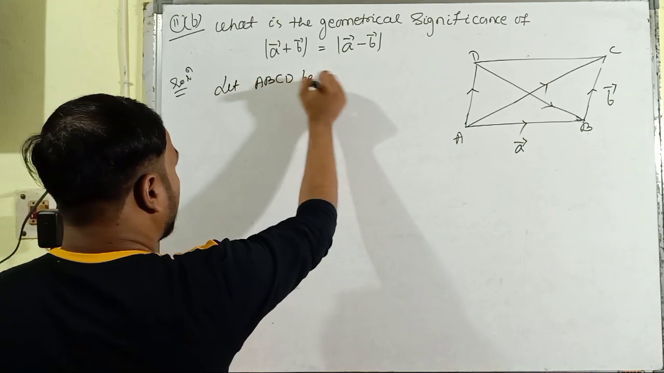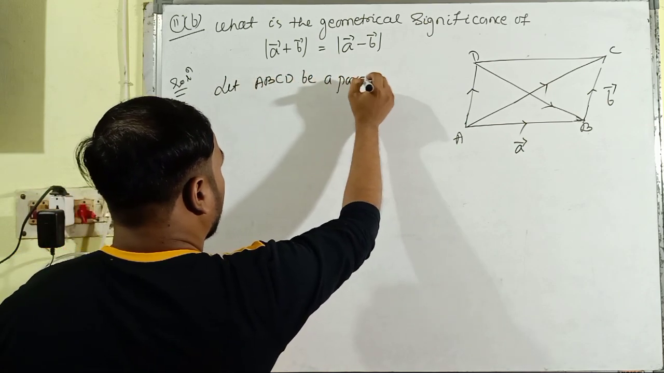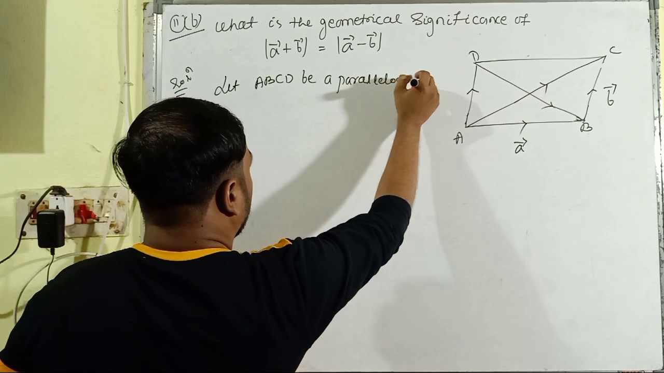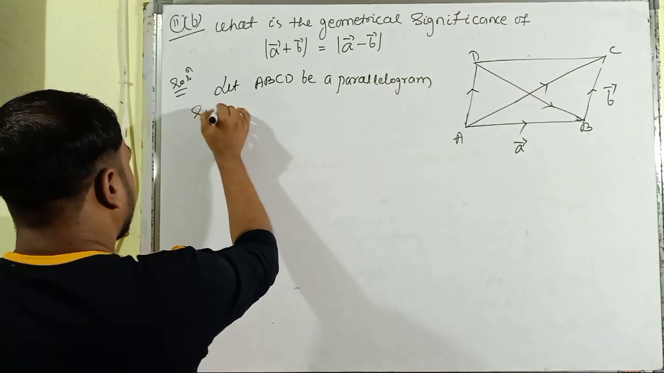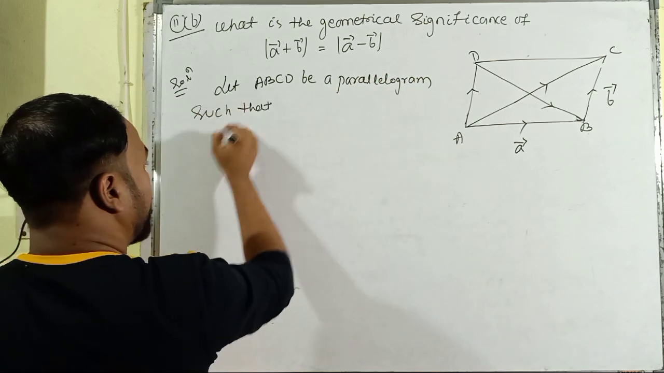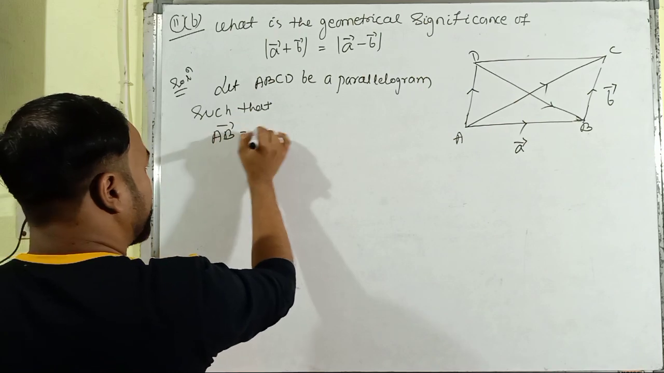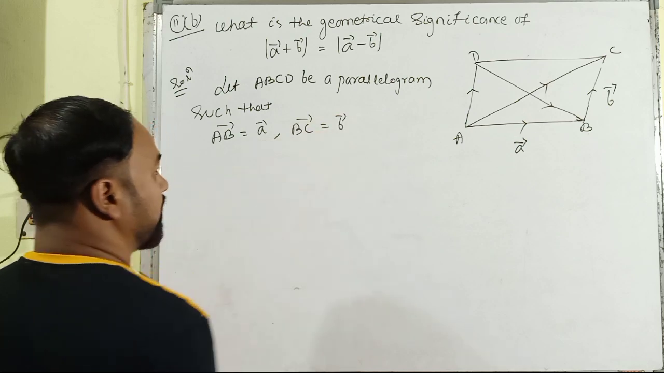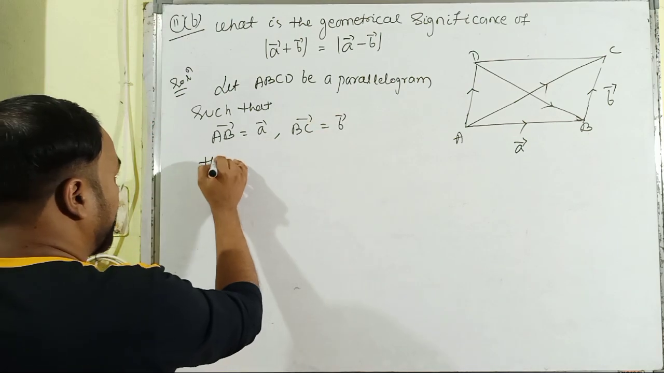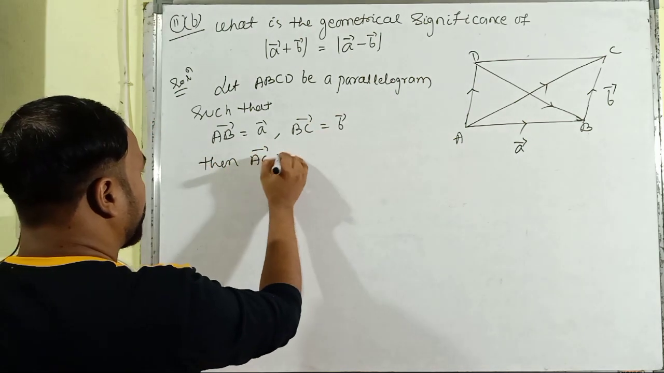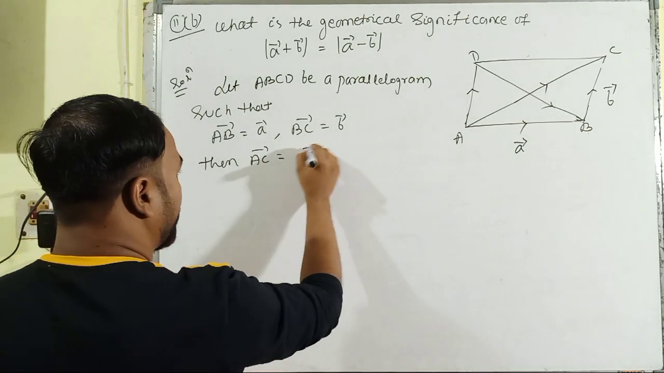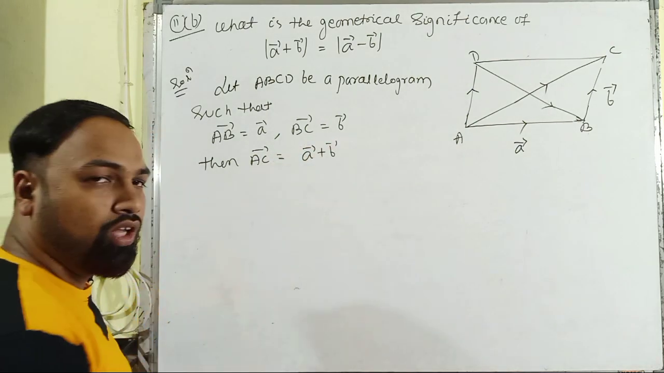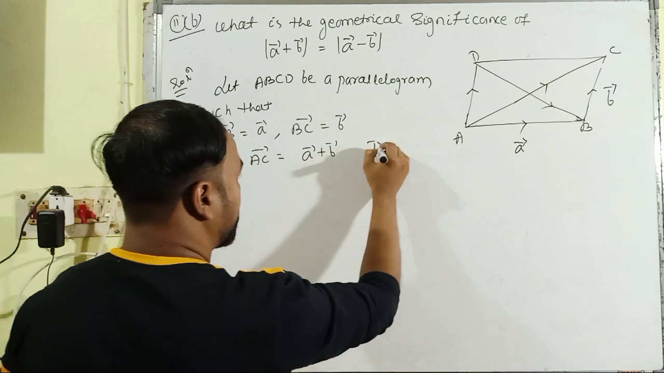such that AB vector is equal to A vector, then BC vector is equal to B vector. Then AC vector is equal to A vector plus B vector according to the triangle law. This is the triangle law.